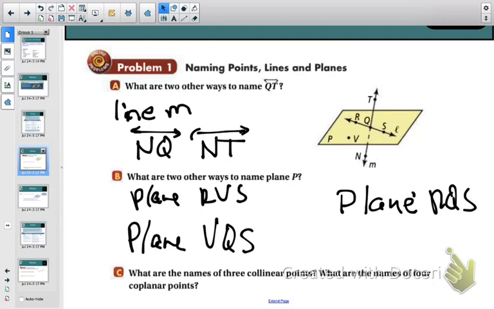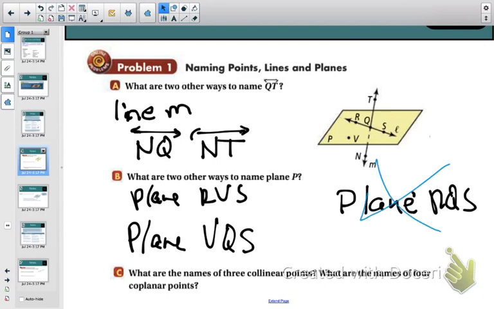But if I say plane RQS, that doesn't work because that's just giving us this line here. Granted, all three of those points are on the plane. There could be another plane that goes through all those points because they all fall on the same line. So I could have like a vertical plane coming up like this that still goes through all three of those points. Remember, they all have to form a triangle. They can't lie on the same line to name a plane. So this one does not work.